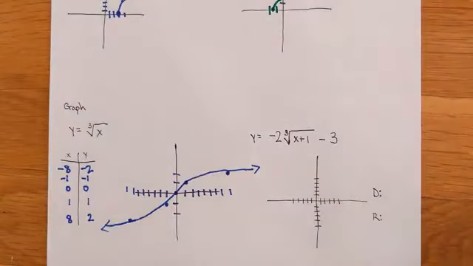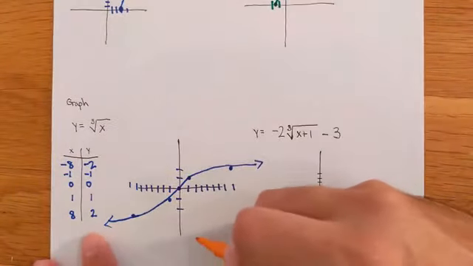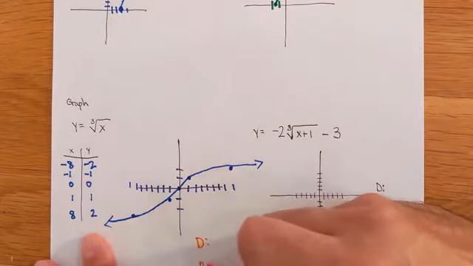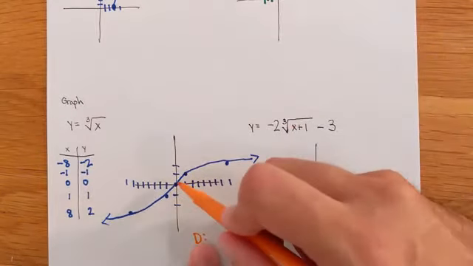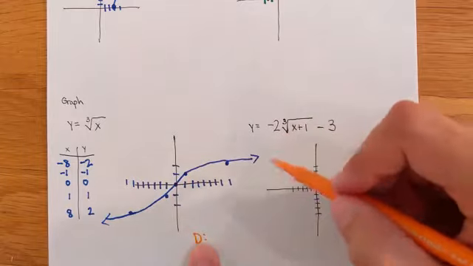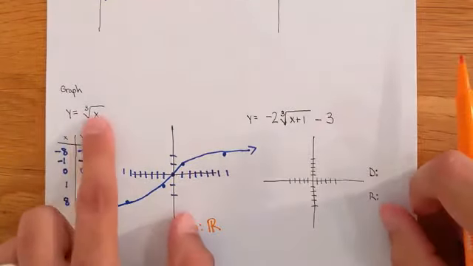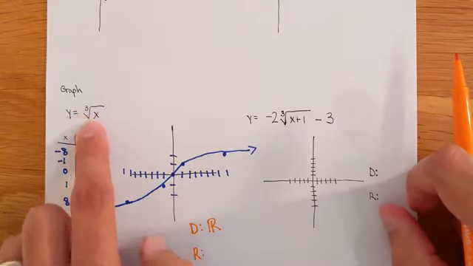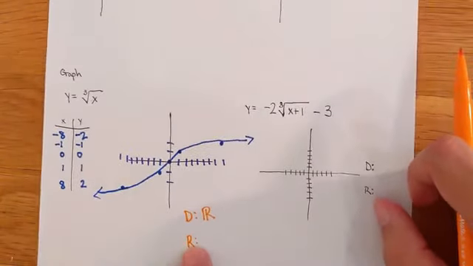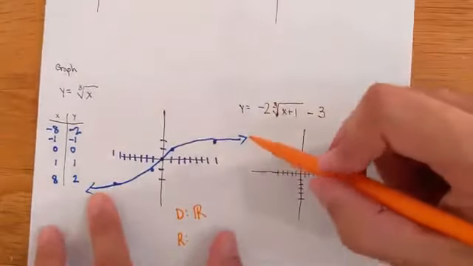So, domain and range for cube root graphs, not terribly exciting. The domain, it goes left and it goes right, so it's all real numbers. It's going to hit all x's. There's nothing you can't plug in because this is an odd index. The range, this graph grows super slowly.